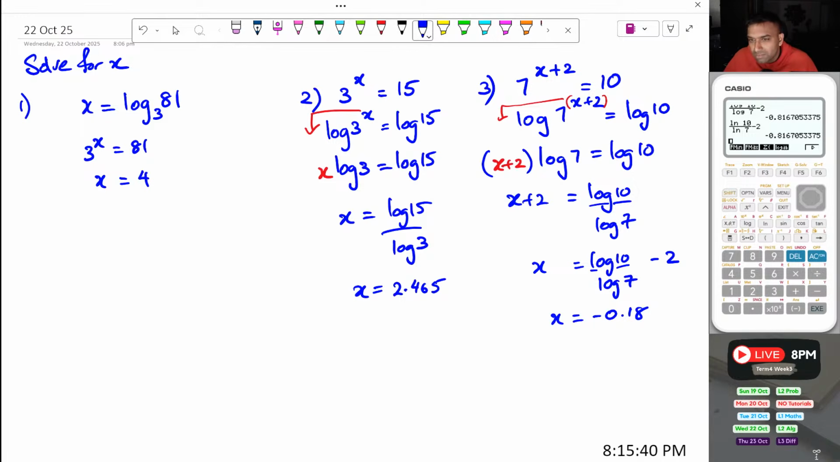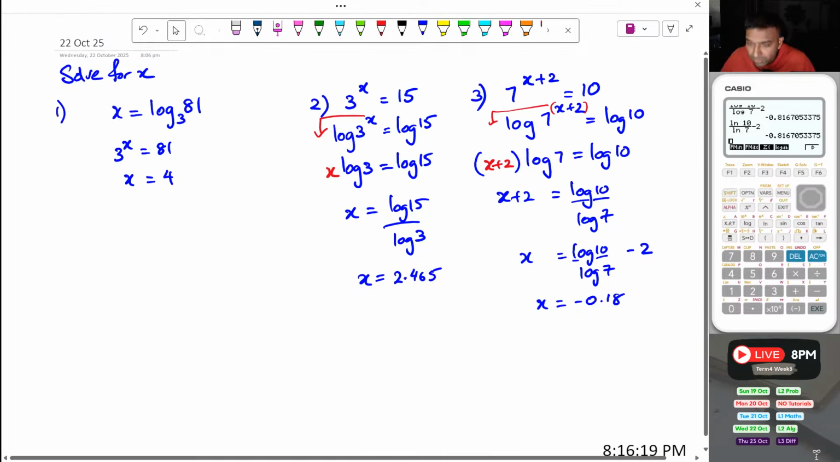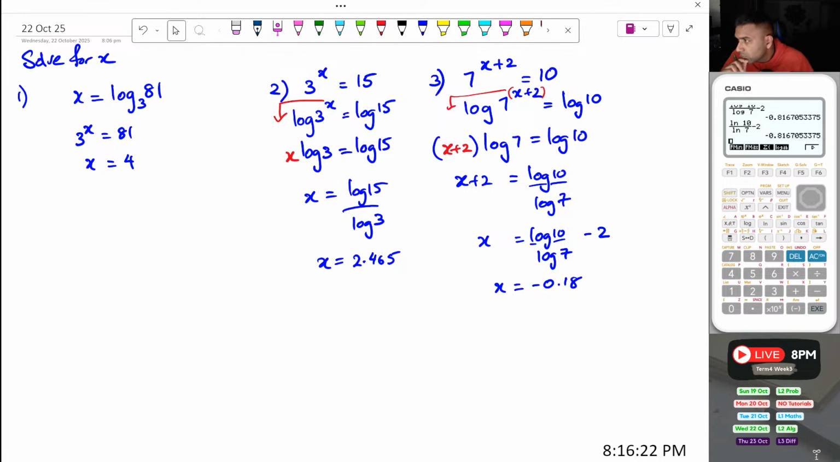People always go, well, why does it change? Because log has a different base. Log has a base of 10. It doesn't matter if you go with ln or log, as long as you go with one or the other.